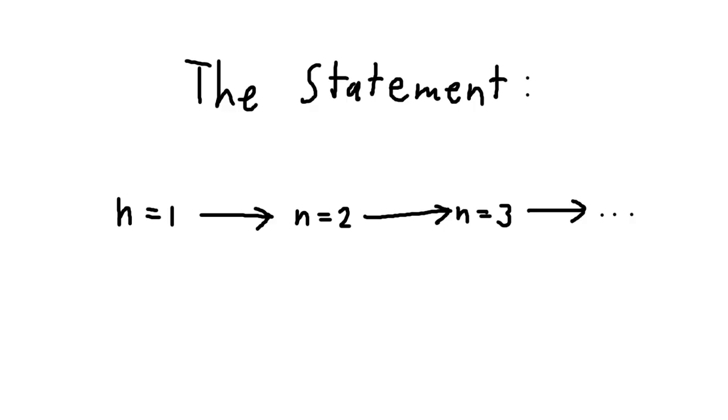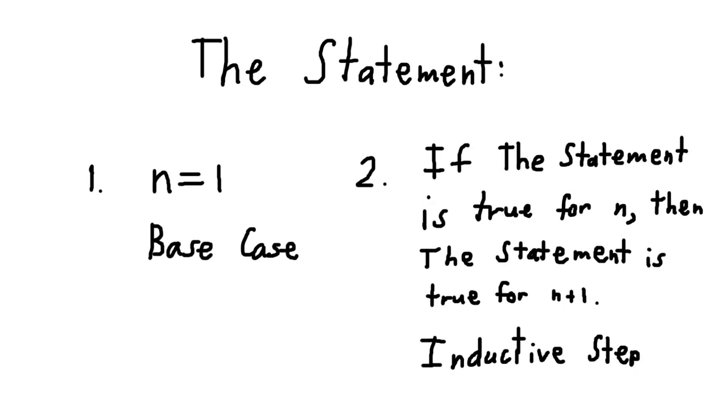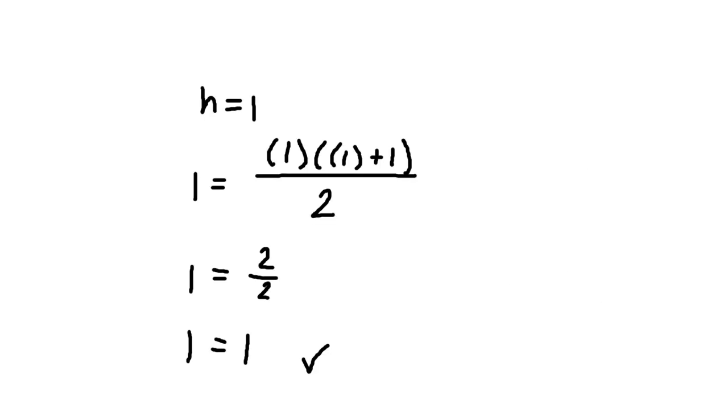Now let's do the actual formal proof. In order to prove the statement, we want to prove that the statement is true for n equals 1, then we want to prove that if the statement is true for n, then the statement is true for m equals n plus 1. Let's do the base case first. Let n equal 1. 1 is equal to 1 times 1 plus 1, all divided by 2, so 1 is equal to 2 divided by 2, so 1 is equal to 1. We've proven the base case that the statement is true for n equals 1.